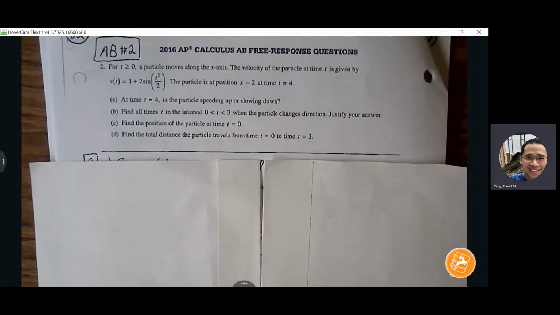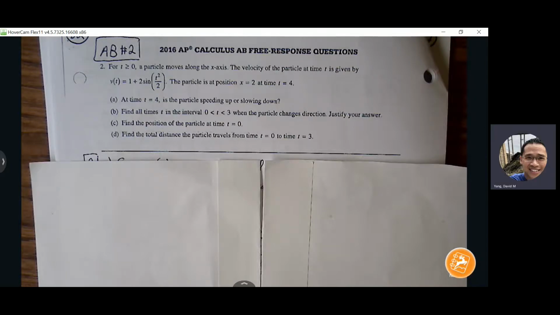Okay, for t greater than or equal to 0, a particle moves along the x-axis. The velocity of the particle at time t is given by v of t. The particle is at position at t equals 2 and t equals 4. At time t equals 4, is the particle's speed increasing or decreasing? Speeding up or slowing down?